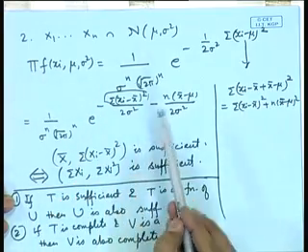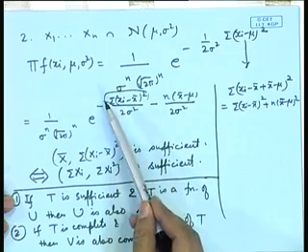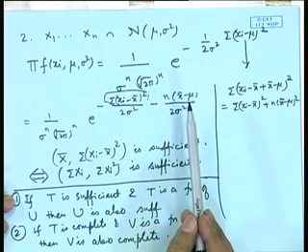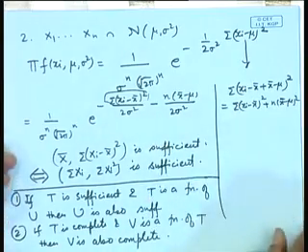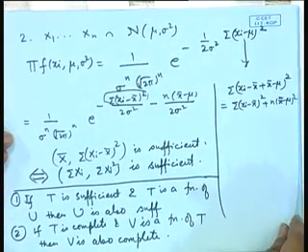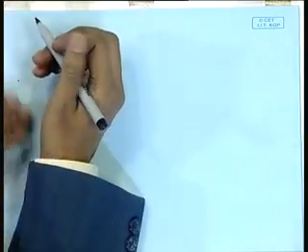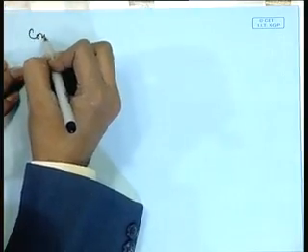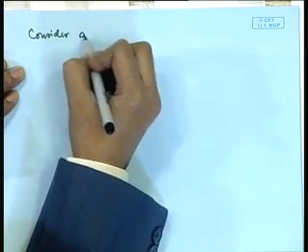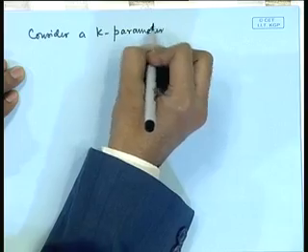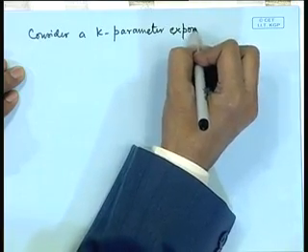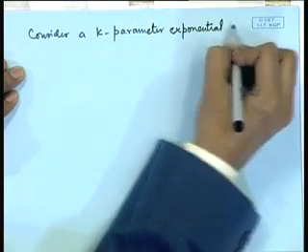Fortunately, there is another result: if the distributions are in the exponential family, then a form of complete statistic can be determined. So, a general result in this direction is that, consider a k-parameter exponential family.